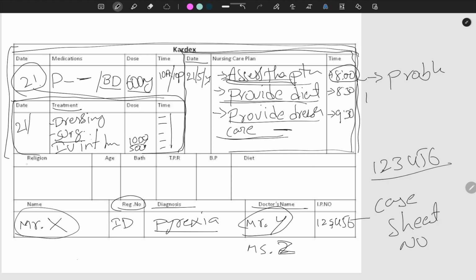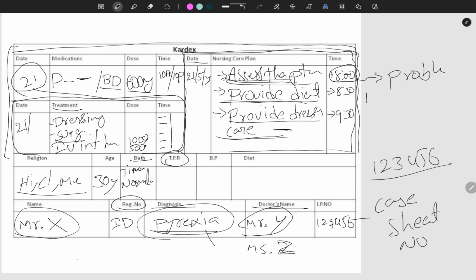And then you go for the religion. For example, if the patient is Hindu, write Hindu, otherwise if the patient is Christian or Muslim, whatever it may be, you have to write here. And then age. For example, the patient may be 30 years of age. And the bath. So which type of bath is the patient taking? For example, tepid sponge bath. Why? Because the patient has pyrexia. So you may plan for the tepid sponge. Otherwise, if the patient doesn't have the fever, the normal bath. Okay, normal bath, like that.